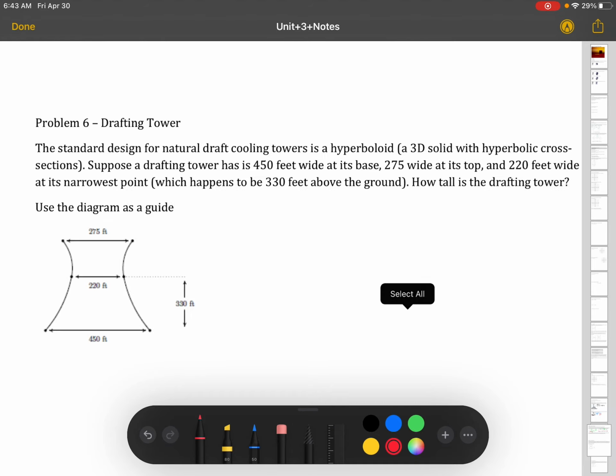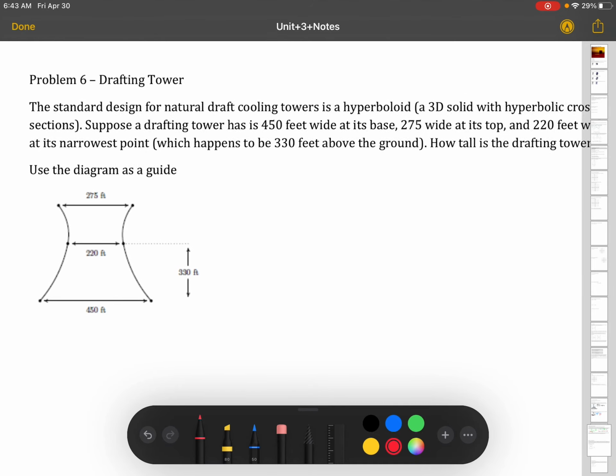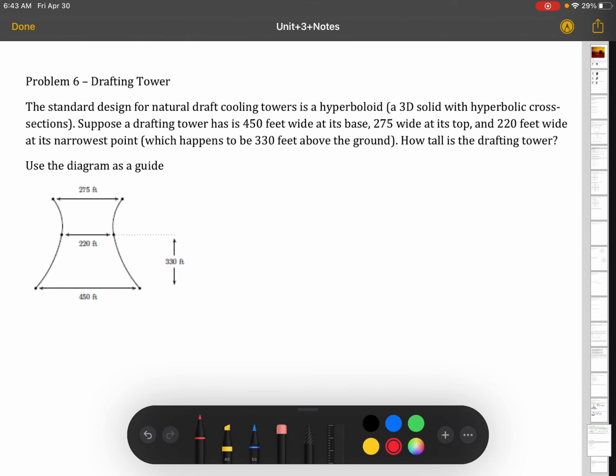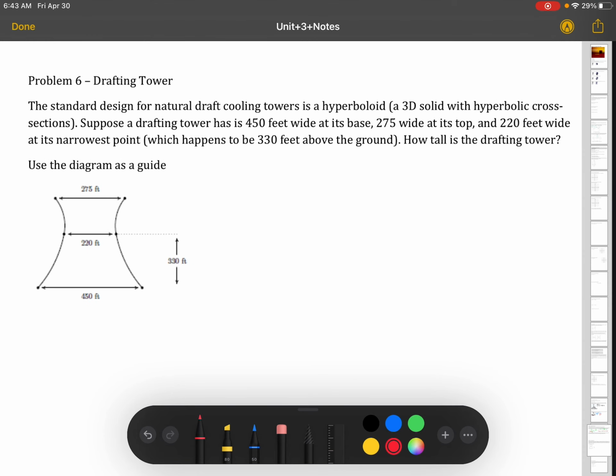We know the tower is 450 feet wide at the base, 275 feet wide at the top, and 220 feet wide at the center, at the narrowest point. And that's 330 feet above the ground. And so we need to figure out how tall the drafting tower is.